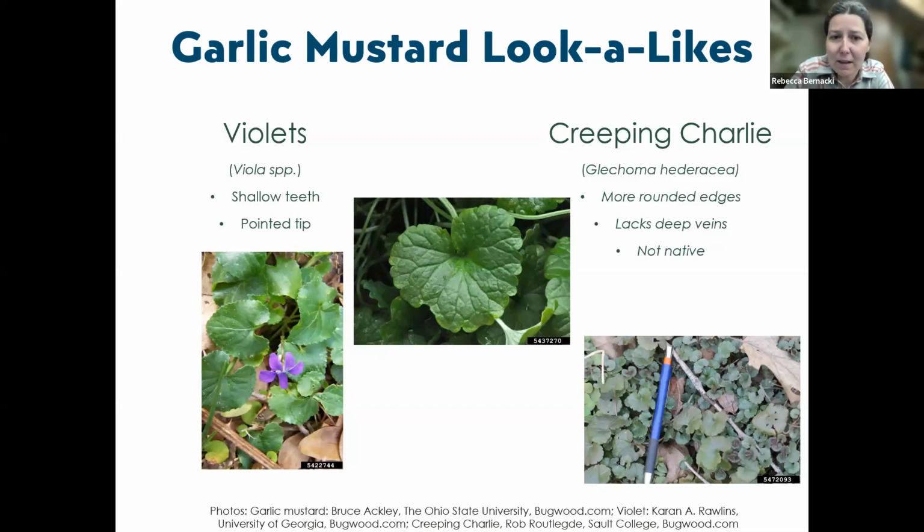Creeping Charlie is a vine, and the leaves do again look very similar to those first year plants. It is going to have more rounded edges. They are also going to lack those deep veins that you can see on the garlic mustard in the center there. Creeping Charlie is also a non-native plant.